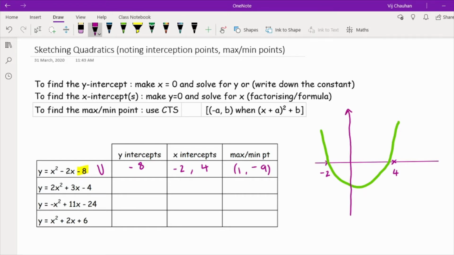Now, a lot of areas where students are losing marks is by labelling the axes, which doesn't really come into question when you think about the main purpose of this question is for you to sketch your parabola, but you will lose a mark if you don't label your axes as well as the numbers.